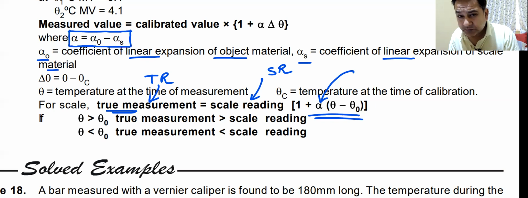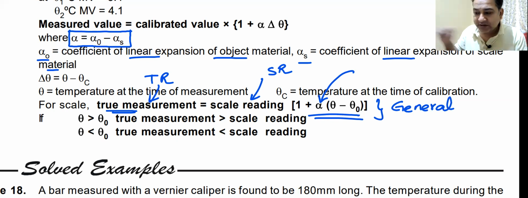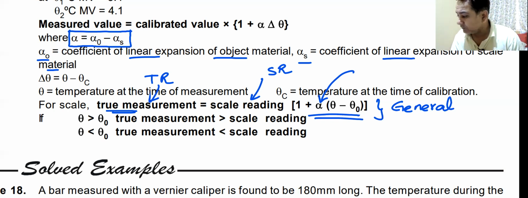Yes, sir, clear. So basically, you can use this formula as the general formula. Do you understand this? Yes, sir. If you know this formula, you can do all the 3 cases. In case number 1, alpha S becomes 0. Yes or no? Yes, sir. In case number 2, alpha O is equal to 0.